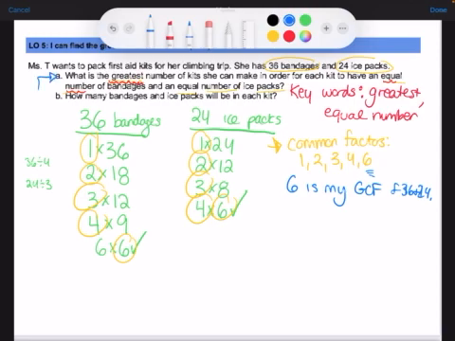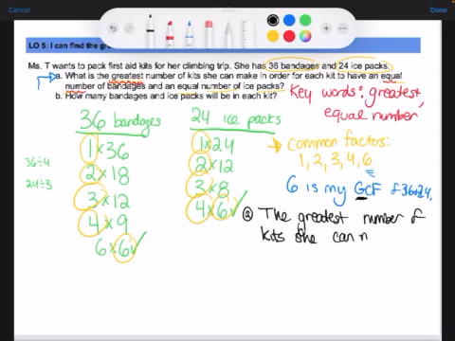But we are not done yet because we have 2 questions that we need to answer. The first one is, what's the greatest number of kits that she can make? The greatest number of kits that she can make is that greatest common factor. So it's 6. So our first one, I'll even label it as A, is the greatest number of kits she can make is 6.